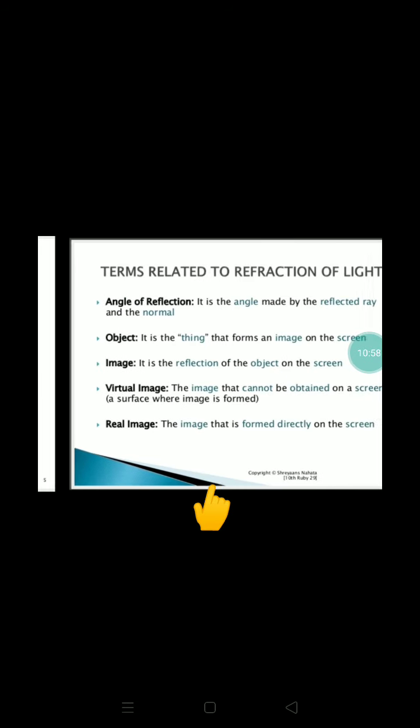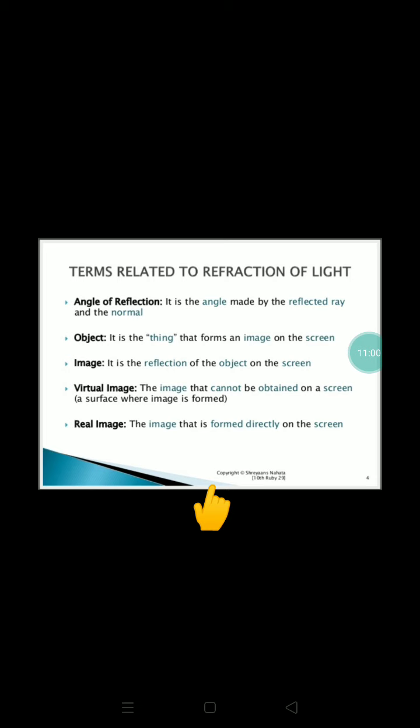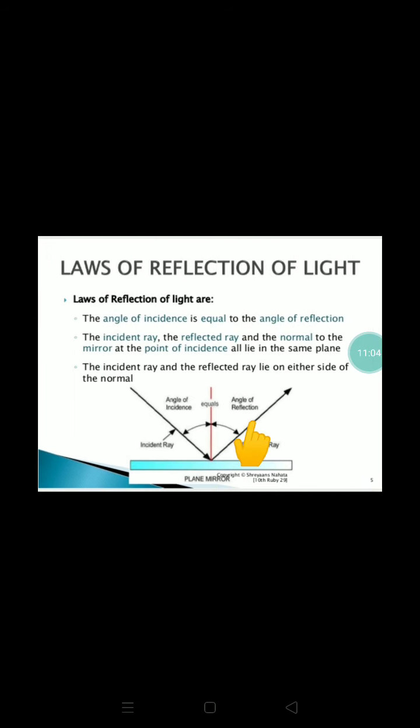Okay, now the next term is angle of reflection. What is angle of reflection? Angle of reflection means the angle between the reflected ray and the normal. This angle between the reflected ray and the normal is called the angle of reflection or reflected angle. Clear? Now we are moving to the next topic.